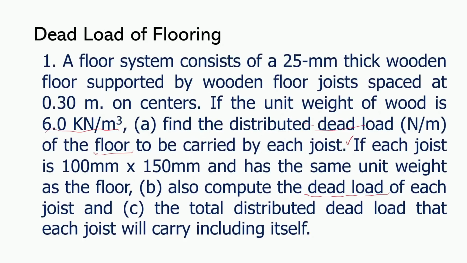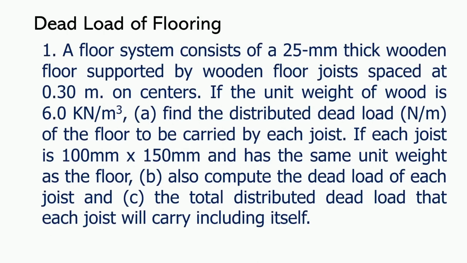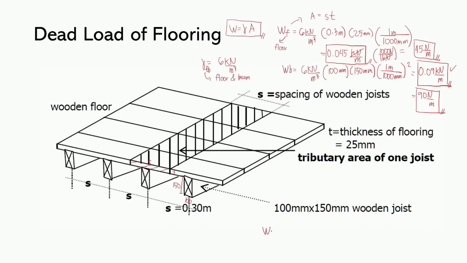Now, the next question is to compute the total distributed dead load that each joist will carry, including itself. And so we will include the weight of the joist. To get that, let's just say W total, we will add the distributed weight of the floor and the distributed weight of the beam. So this is WF plus WB, which will give us 45 N per m plus 90 N per m, which is 135 Newton per meter. And so effectively, our beam will carry this distributed load.